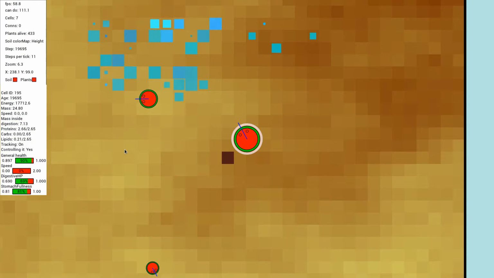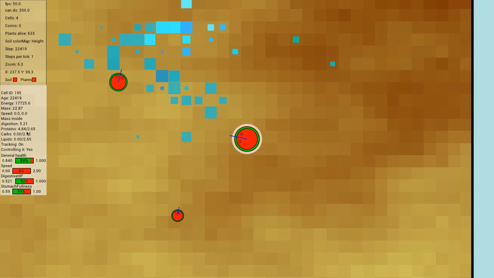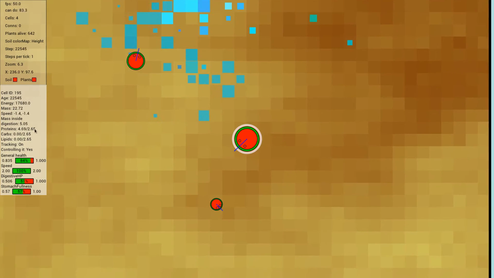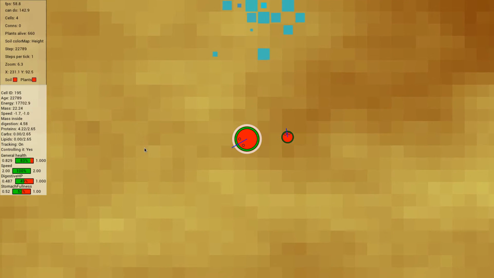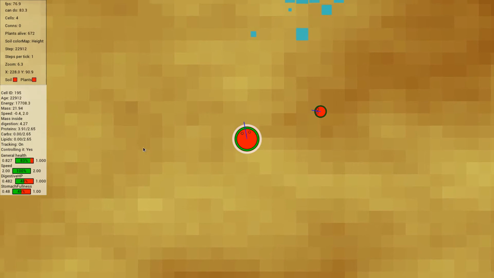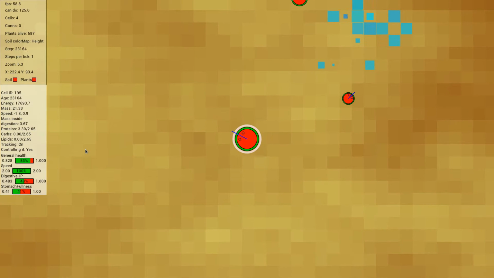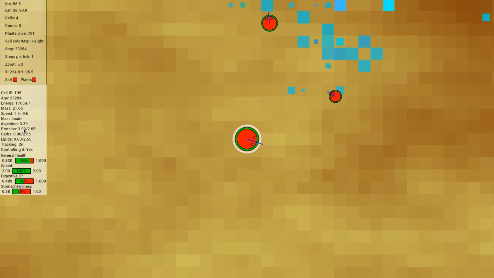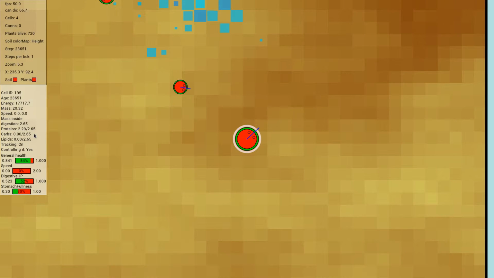Now I am fast forwarding with the speed of 11 ticks per frame. I have too much of proteins. Only 2 cells left.